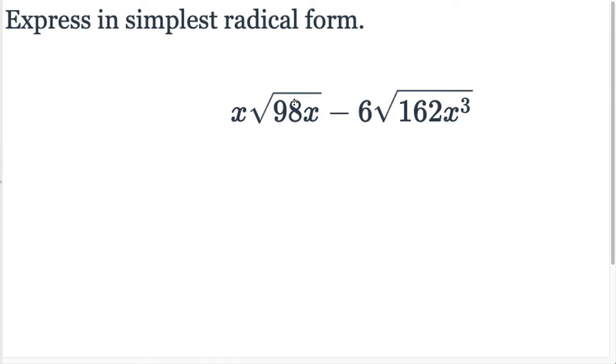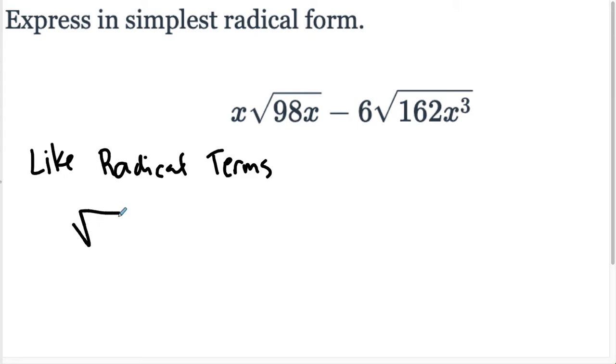The one rule of thumb you have to remember with adding and subtracting is like radical terms. Like radical terms can be combined. Unlike radical terms cannot be combined. Like radical terms are terms that have the same radicand and the same index. For example, if you have the square root of 5x plus 3 of these square roots of 5x, they have the same exact index. The index here is 2, and they have the same exact radicand, which is 5x and 5x.